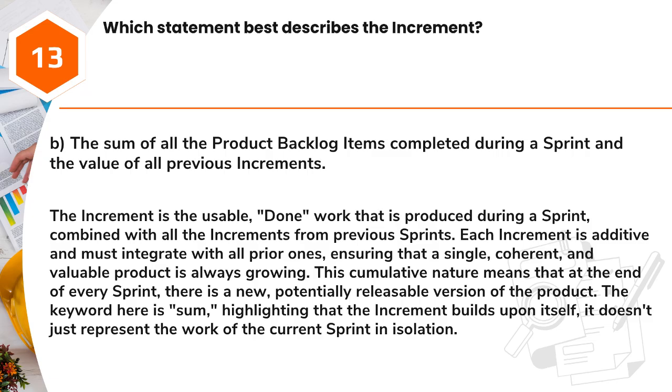Answer: B. The sum of all the product backlog items completed during a sprint and the value of all previous increments. The increment is the usable, done work that is produced during a sprint, combined with all the increments from previous sprints. Each increment is additive and must integrate with all prior ones, ensuring that a single, coherent, and valuable product is always growing. This cumulative nature means that at the end of every sprint, there is a new, potentially releasable version of the product.